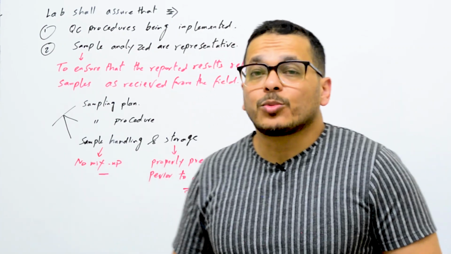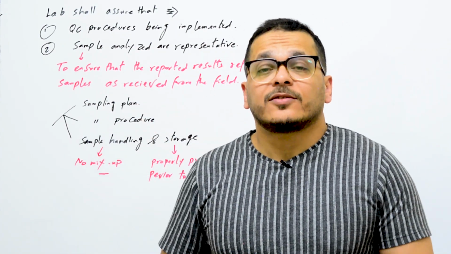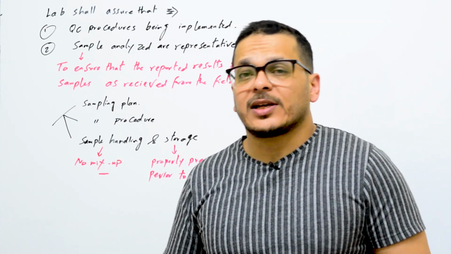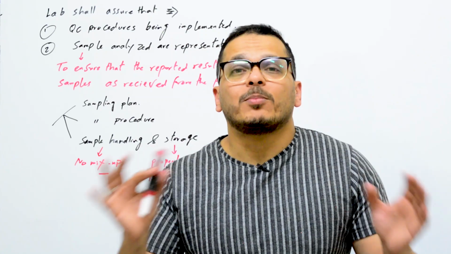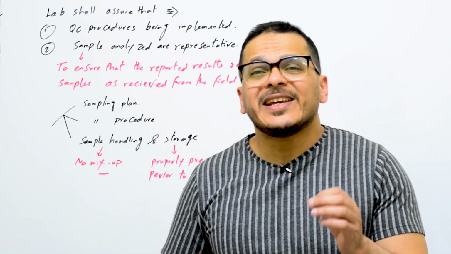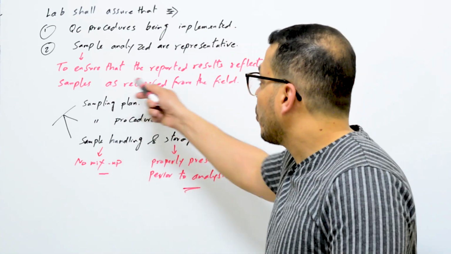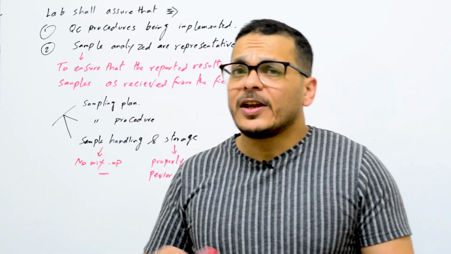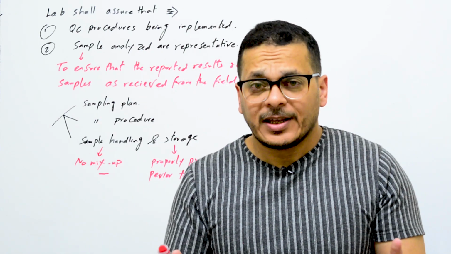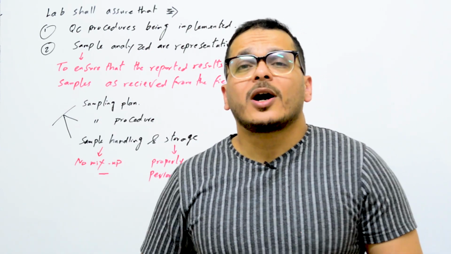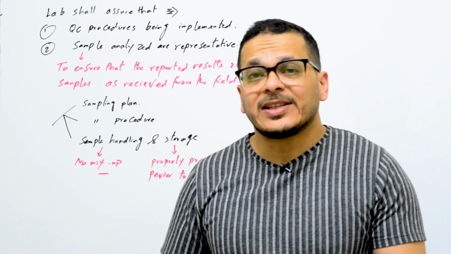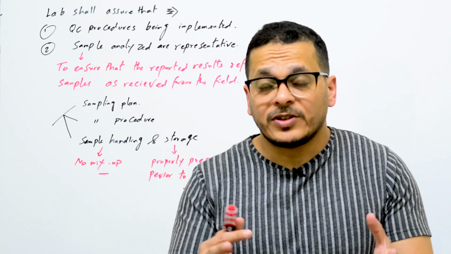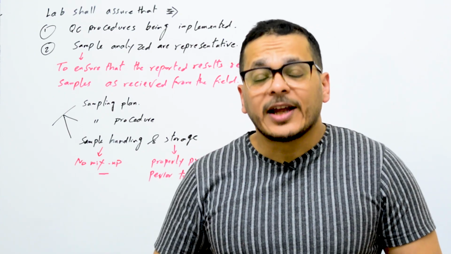So under the quality assurance program, the lab shall assure that, first point, quality control procedures are being implemented for any method inside the lab. And second point, samples analyzed shall be representative to ensure that the reported results reflect the sample as received from the field. Very important point. Sampling is a very important process. According to ISO/IEC 17025 2017 edition, if the lab is responsible for sampling, they shall apply all requirements of this document on sampling as on analysis.